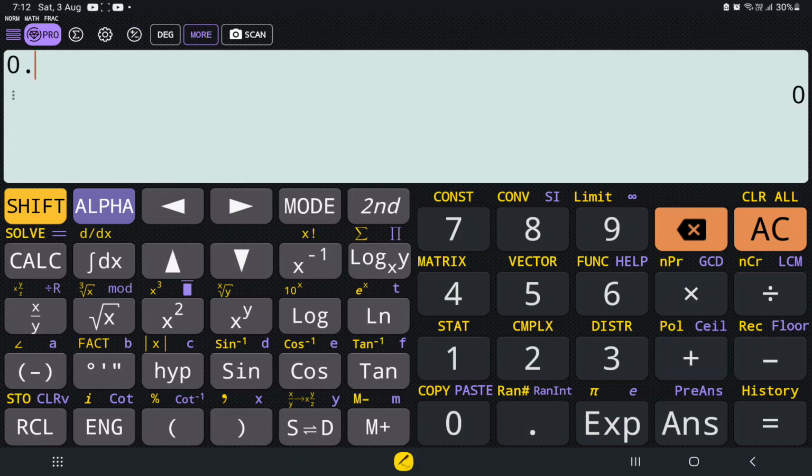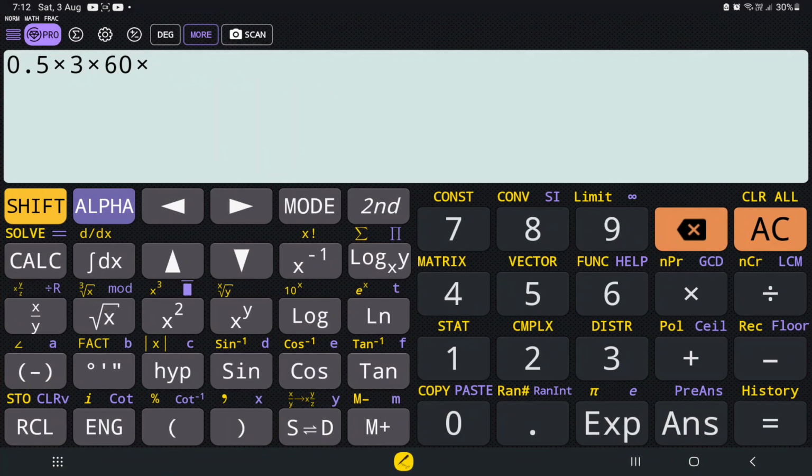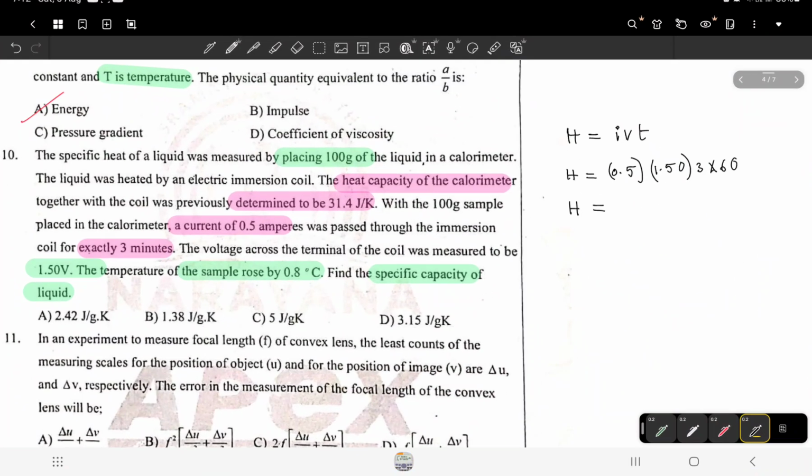So we have 0.5, 3 into 60, into how much? That is 1.5. Therefore that will be like 135. So this heat energy is 135.